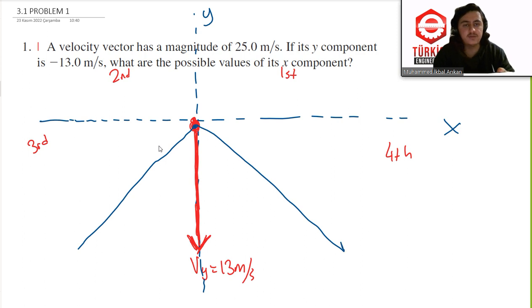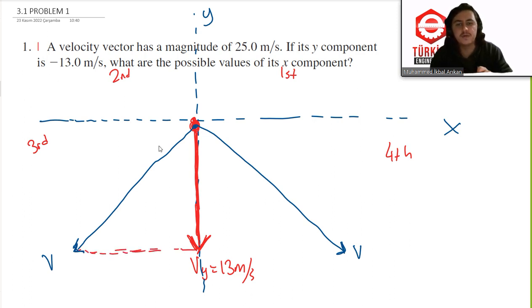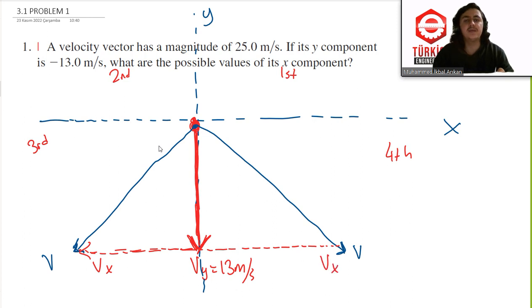So this is the velocity vector, this one, okay? The resultant one. So what can you say about Vx? The first possibility, it can be this one, or it can be this one. But the magnitudes will be equal to each other, because we are talking about the same triangles. But it can be in the positive direction or the negative direction. So the possible values of its x component will be plus something and minus something, and they are the same in magnitude.